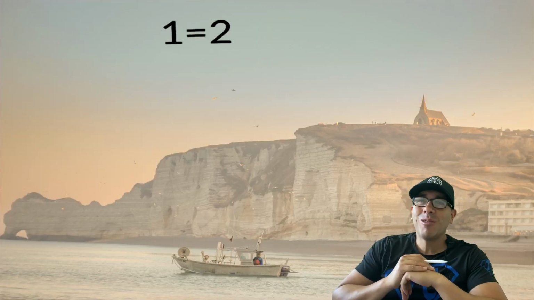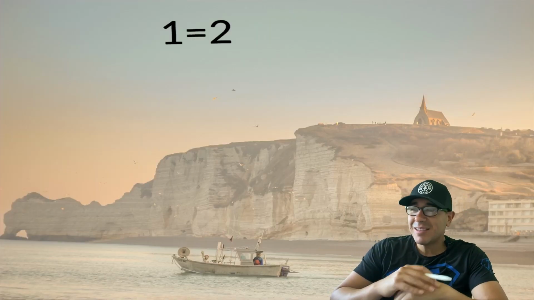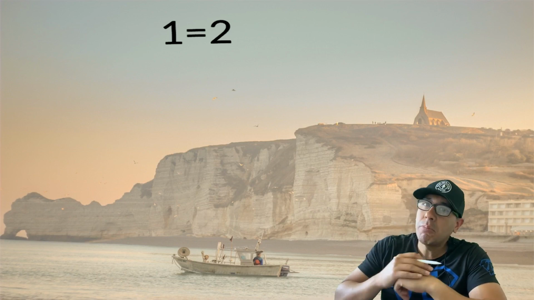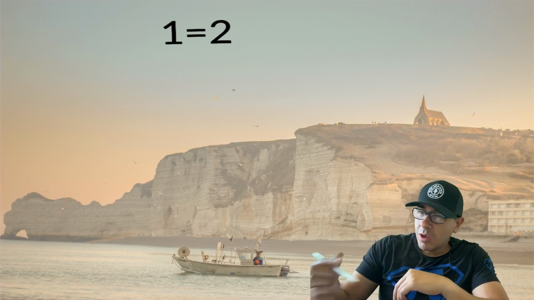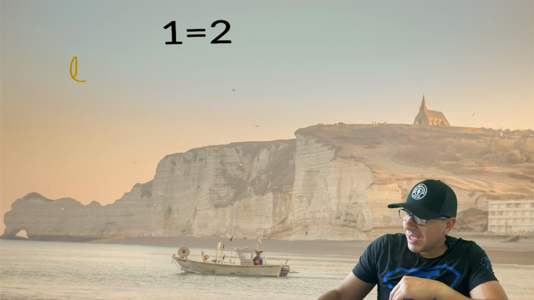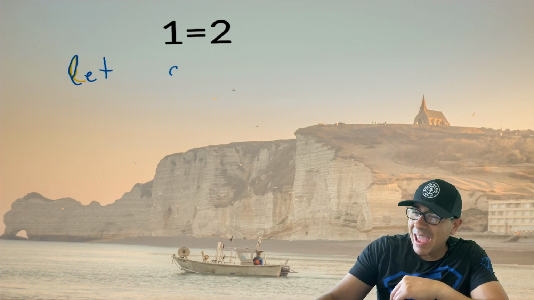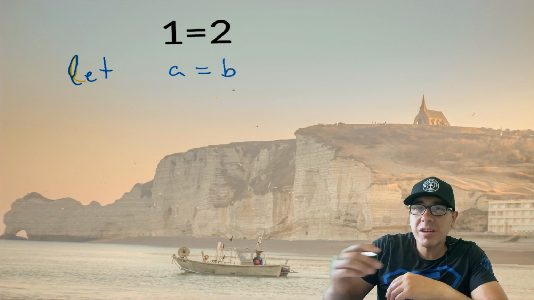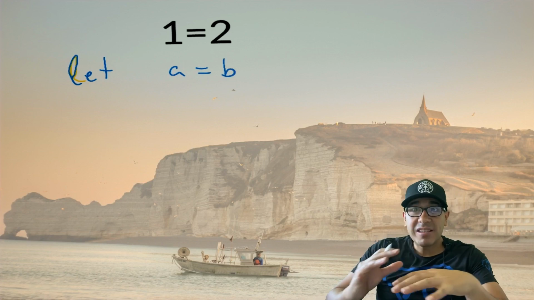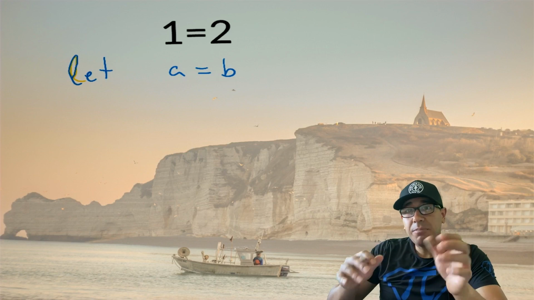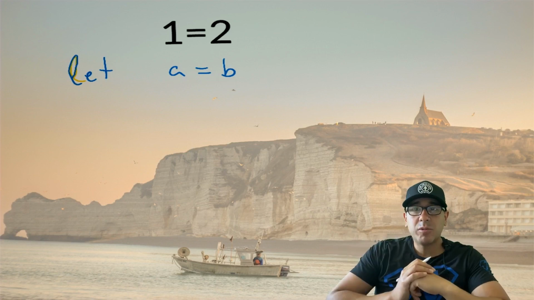All right, so let's go ahead and jump into this. Let's start this proof off right. You can't see that yellow, so let's make it blue. We're going to let A equal B. We're going to pick two variables and set them equal to each other. So A and B, take two variables, set them equal to each other.